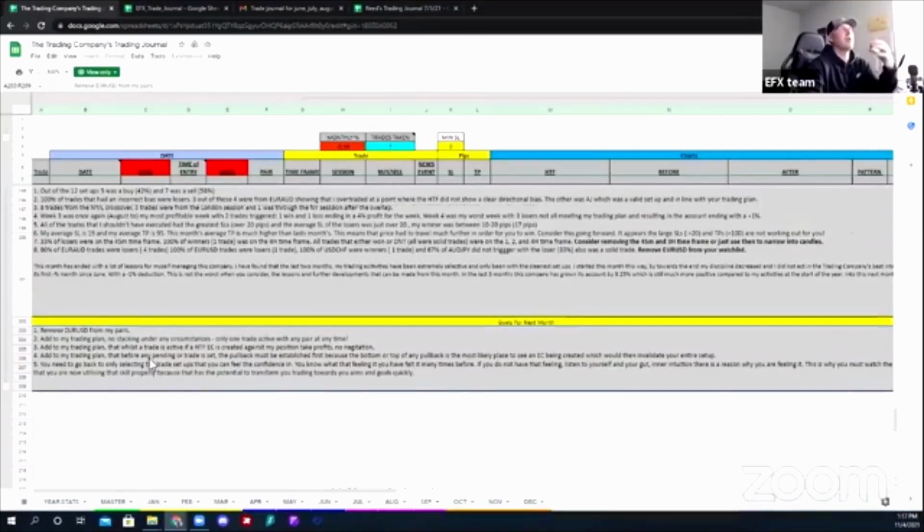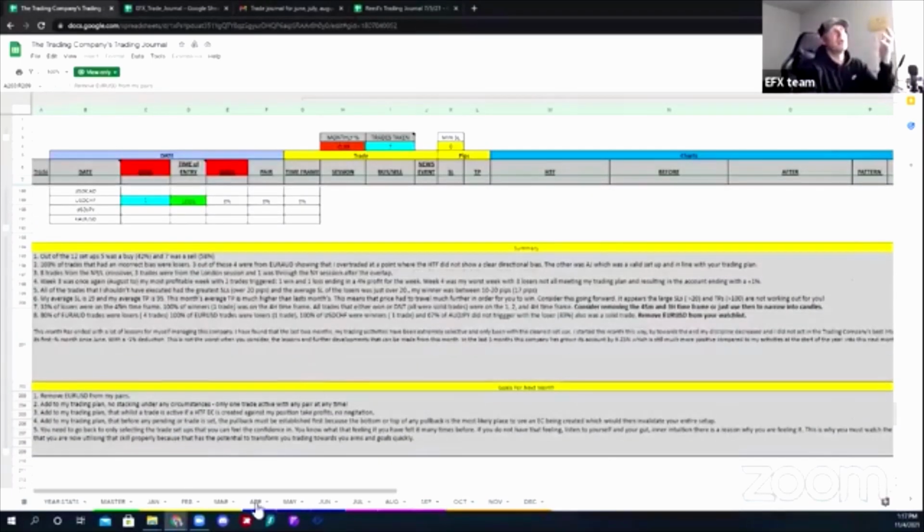He's adding to his plan these different things. Adding to my plan that before any pending or trade is set, the pullback must be established first, because the bottom or top of any pullback is most likely the place to see an EC being created, which would then invalidate the entire setup. And then he says, fifth, you need to go back to only selecting the trade setups that you feel confident in, right? So he has a lot of good stuff there.